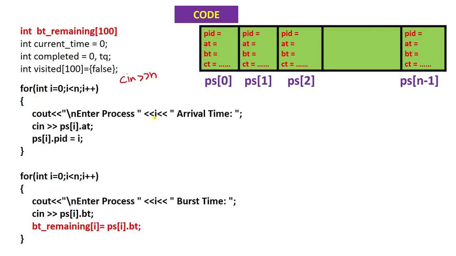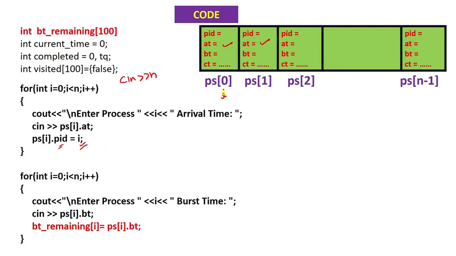Okay, now here we are asking the arrival time for each of the process from I equal to 0 to n-1 process. Okay, and all the arrival times are going inside the PS of I.at. So PS of 0.at, PS of 1.at, and so on. Along with that we are initializing this PID variable also. So we are saying okay, the PID of this process will be equal to I.